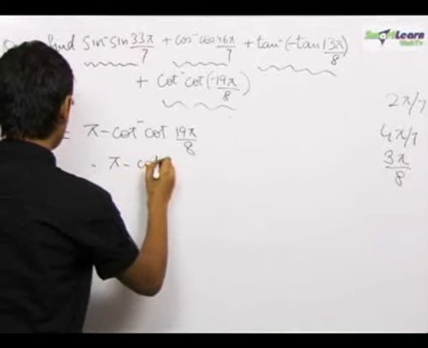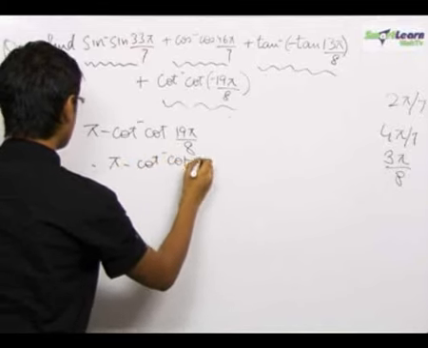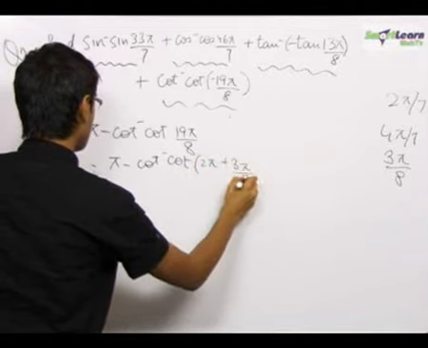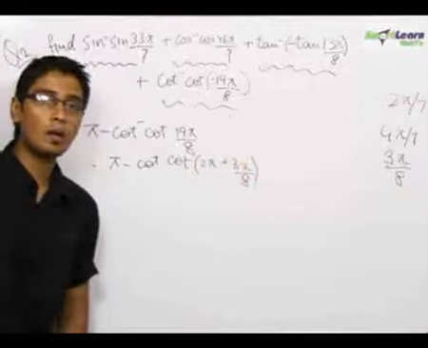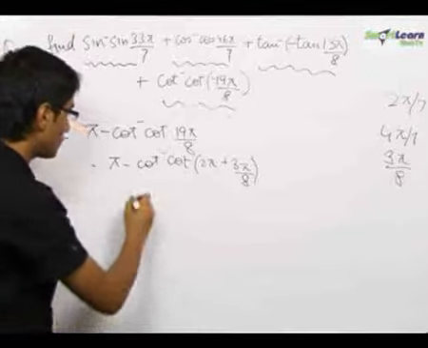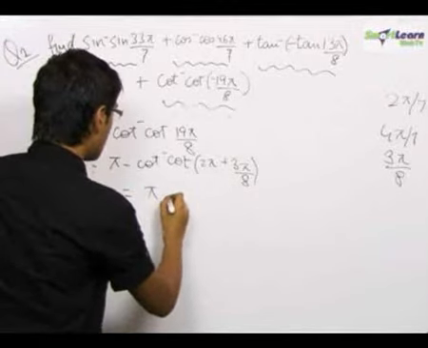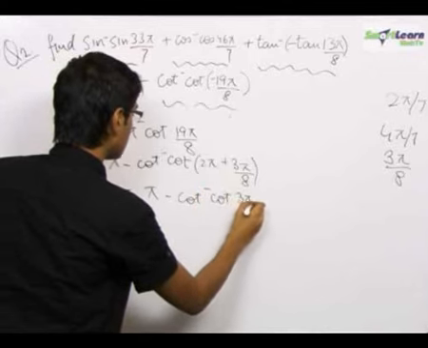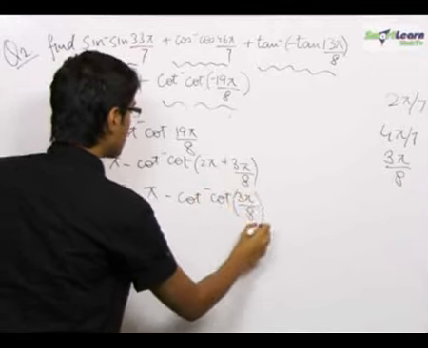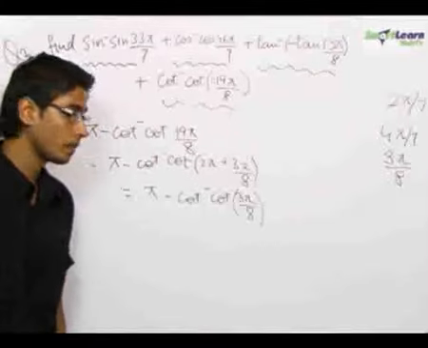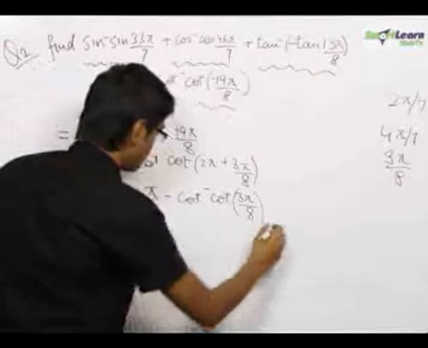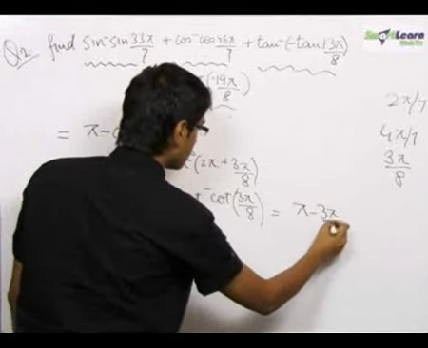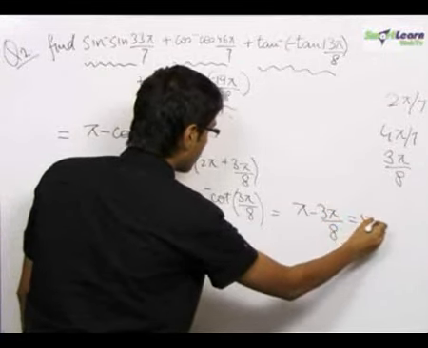So this becomes pi minus cot inverse of cot 2 pi plus 3 pi by 8. As we know that cot of 2 pi plus theta is again cot theta. So this becomes pi minus cot inverse of cot 3 pi by 8. This has again come in the range of 0 to pi. So we can convert and write it as pi minus 3 pi by 8, which becomes 5 pi by 8.